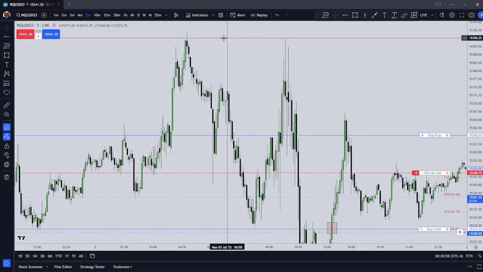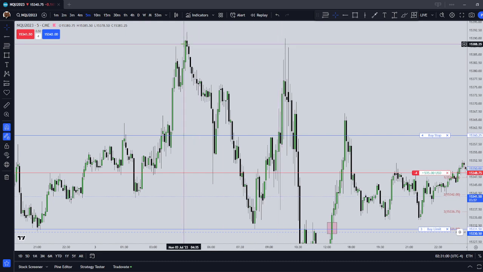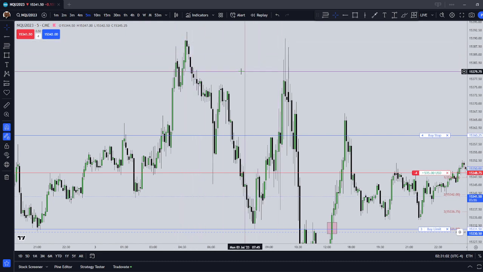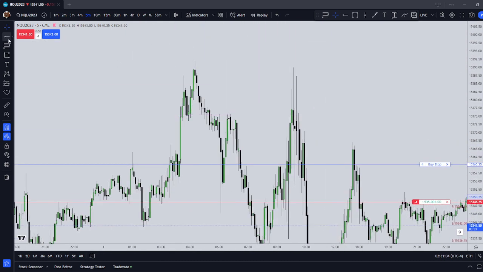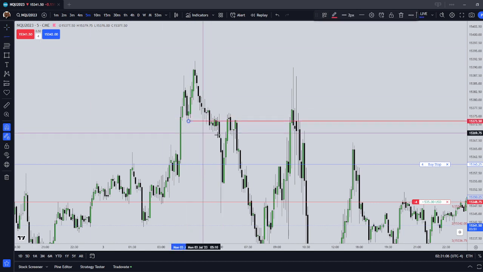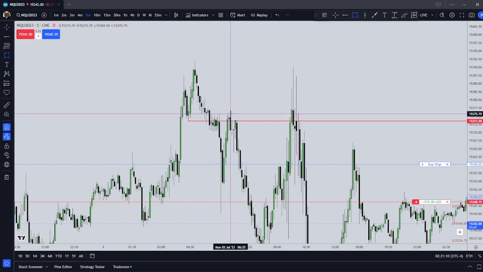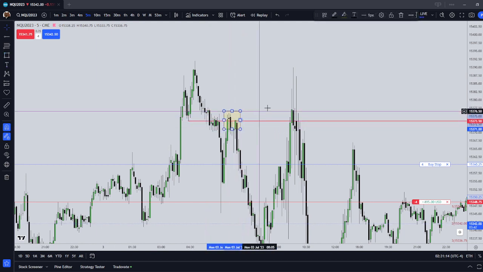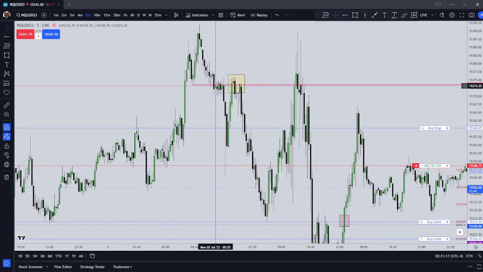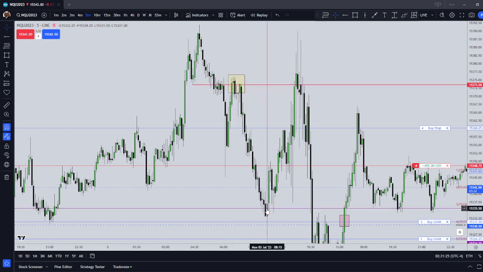We see here the price wanted to come up and run this liquidity up here. And it did. By the way, breaker block. Look at that breaker block entry right there. Not the first time, the second time. Look at that entry on that red line, shot right down to liquidity.